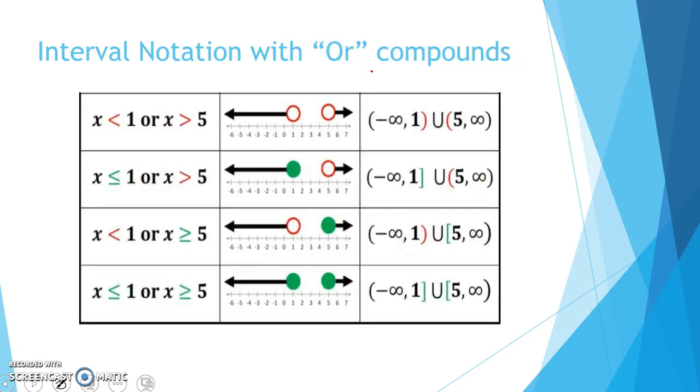Maybe the most difficult situations are the ORs, because they all start with negative infinity and go up to a certain point, skip something, and then go to positive infinity. So for example, this first situation goes from negative infinity to 1, but doesn't include 1. Then goes from 5 to infinity, but doesn't include 5. This is a union of two sets. We could replace that with OR. You could use that big capital U, or you could just use the word OR, and that would be fine. If it includes 1, it's a bracket. If it includes 5, it's a bracket there. And if it includes both, they're both brackets. And so that's how we would use interval notation.